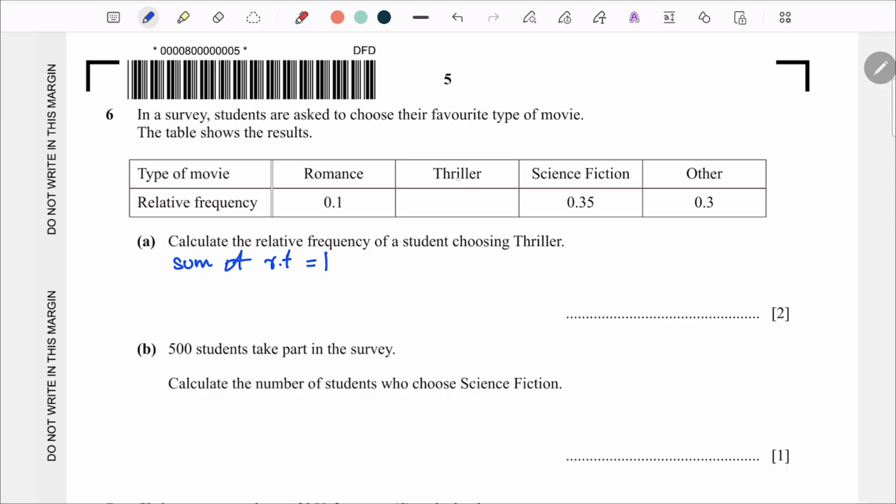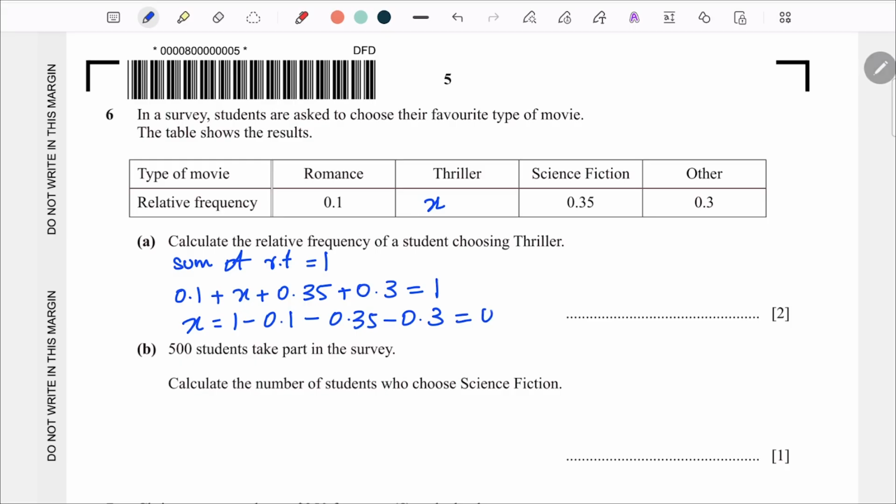So we'll put thriller, because we do not know the relative frequency of thriller, we'll put it in as x, and then we'll solve it. 0.1 plus x plus 0.35 plus 0.3 will be equal to 1, because the sum of relative frequencies is always equal to 1. X will now be equal to 1 minus 0.1 minus 0.35 minus 0.3, which is equal to 0.25. So x is equal to 0.25.